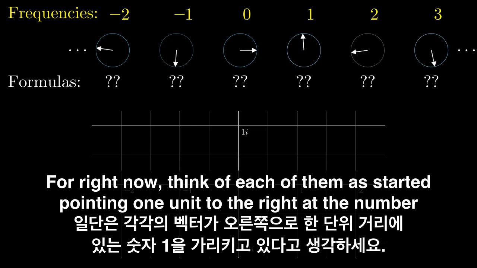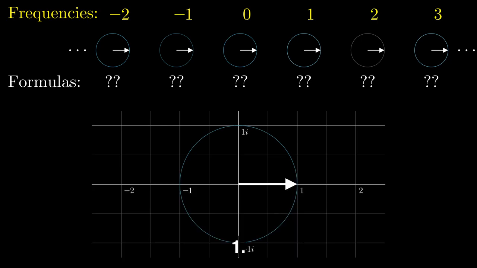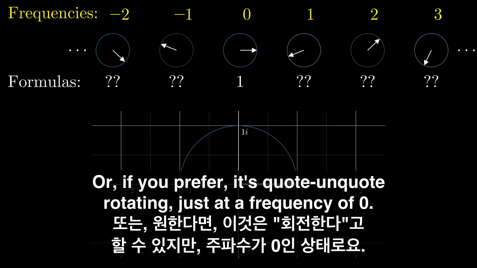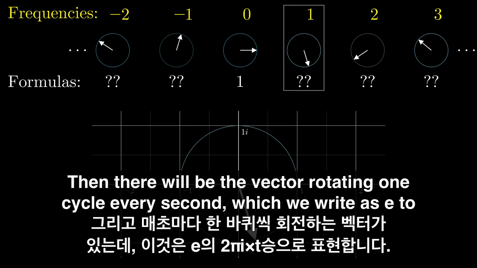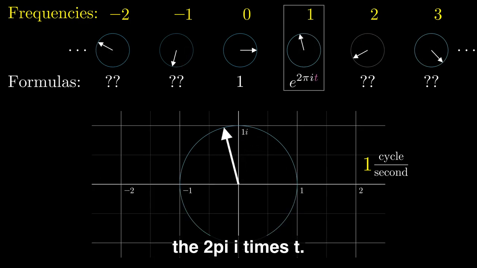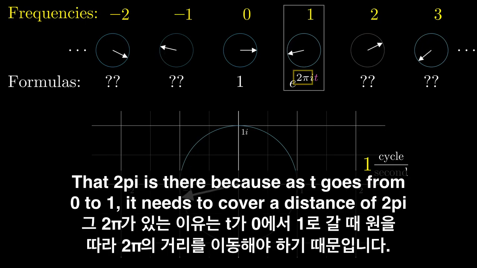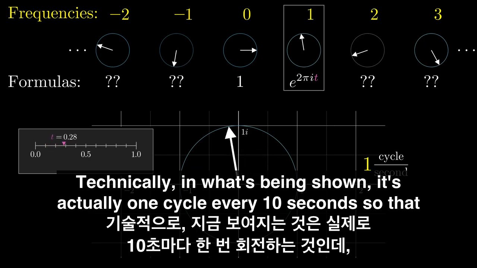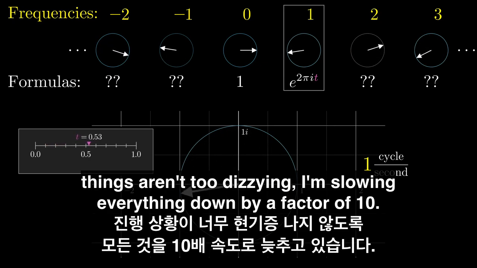For right now, think of each of them as started pointing 1 unit to the right at the number 1. The easiest vector to describe is the constant one, which stays at the number 1, never moving. Or, if you prefer, it's quote-unquote rotating just at a frequency of 0. Then there will be the vector rotating 1 cycle every second, which we write as e to the 2 pi i times t. That 2 pi is there because as t goes from 0 to 1, it needs to cover a distance of 2 pi along the circle. Technically, in what's being shown, it's actually 1 cycle every 10 seconds so that things aren't too dizzying. I'm slowing everything down by a factor of 10.